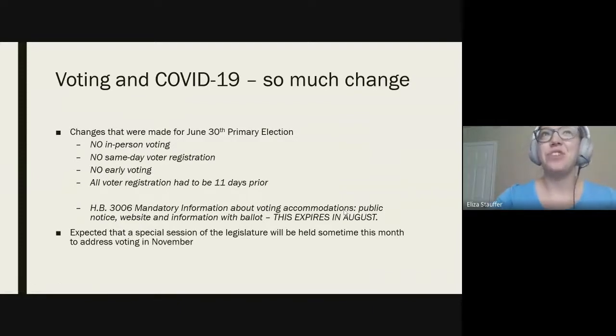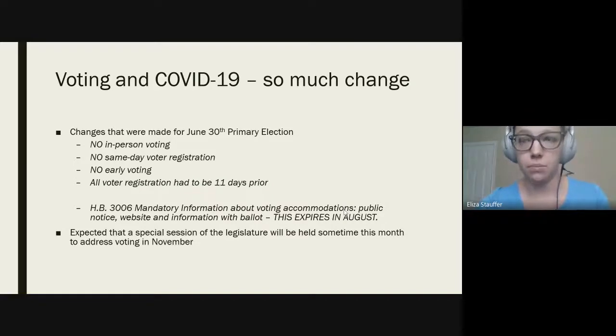So voting has gotten even more complicated than it used to be, and I'm sure it is no surprise to anyone that COVID-19 has impacted a lot of things. So first off, let's talk about the changes that were made for the June 30th primary election. Unlike previous elections, there was no in-person voting. There was no same-day voter registration. There was no early voting, and also all voter registration had to be 11 days prior. These are not necessarily things that we are excited about, but might continue into the November election.